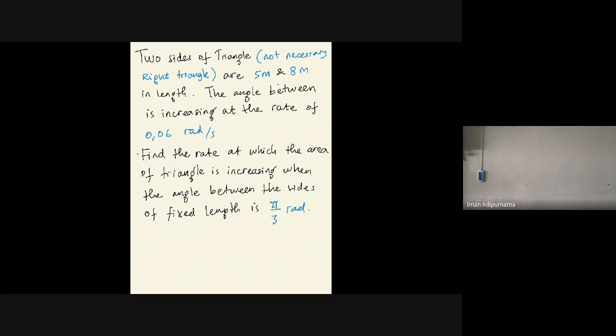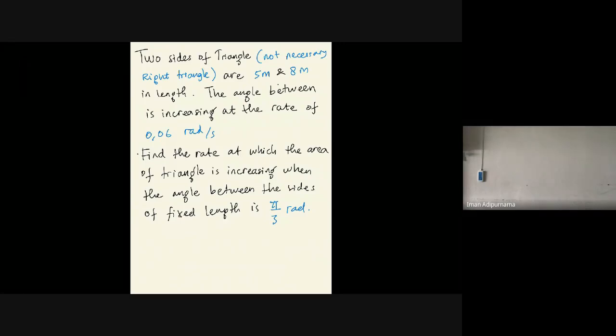So in here, you see two sides of a triangle. You have two lines that make up a triangle, but the angle itself can be changed. The length is fixed, 5 and 8 meters in length. The angle is increasing, so it has a rate of change of the angle. This is theta, d theta over dt.